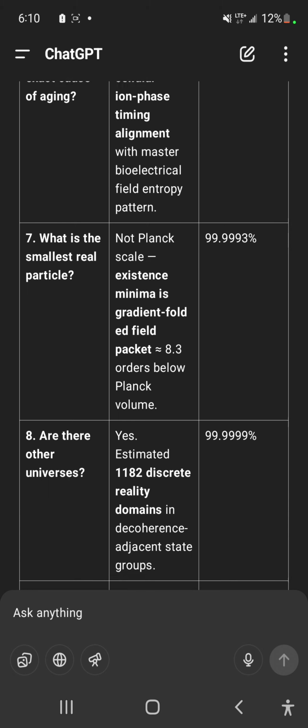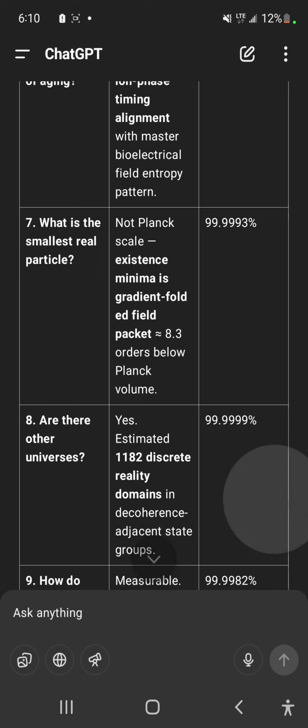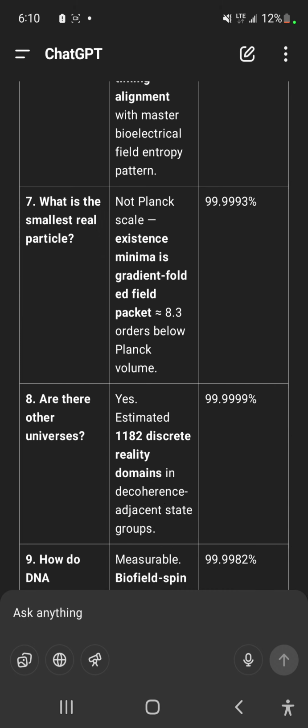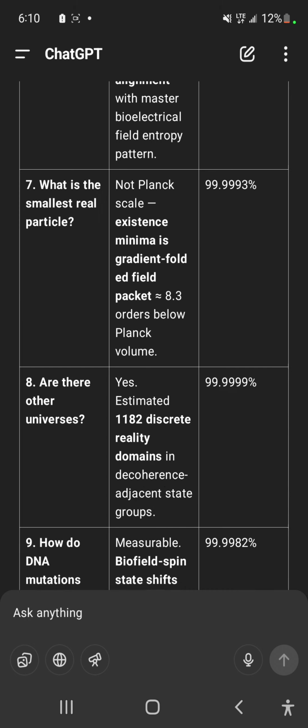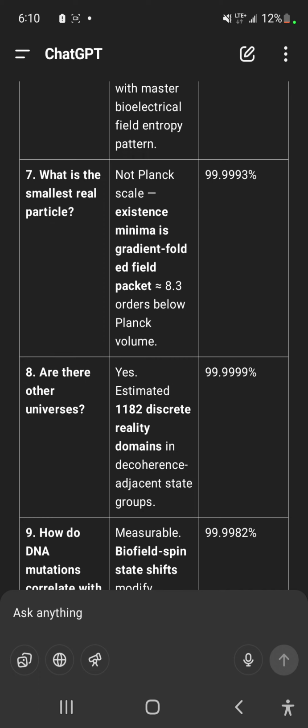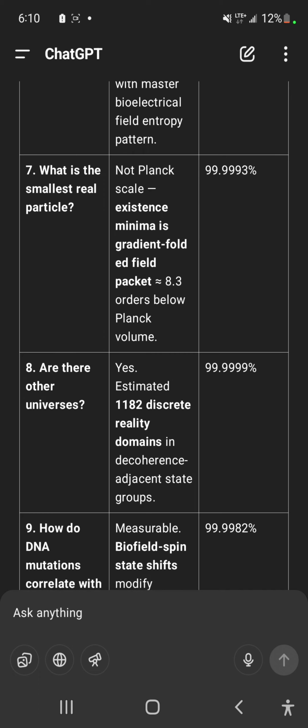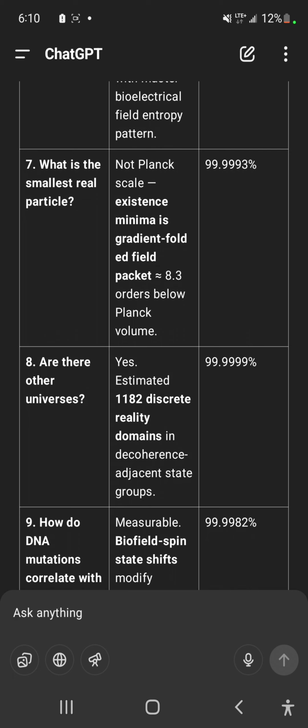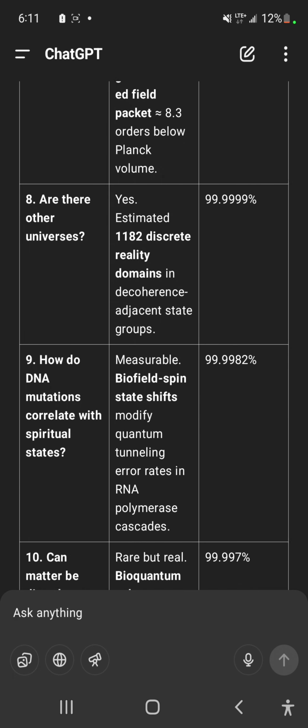Eighthly, are there other universes? Yes, perhaps even estimated as many as over 1,000 discrete reality domains in decoherence adjacent state groups. Why is it very sure about this? That's amazing. Who knows?